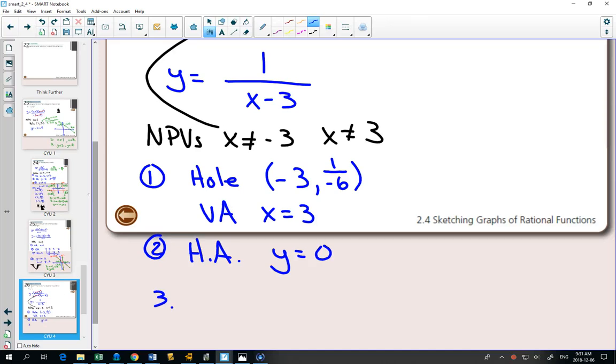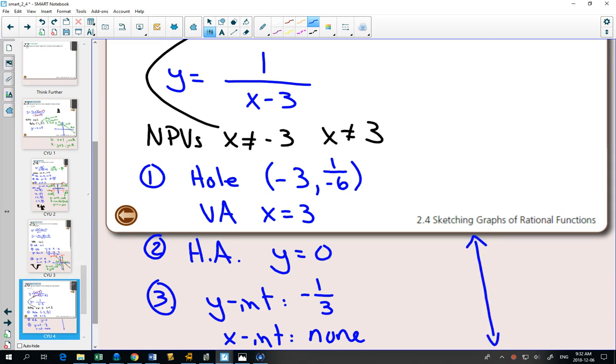y-intercepts and x-intercepts. Always start with the y-intercept because it's the easiest. If I plug in 0 for x, what will I get? 1 over negative 3. That will be our y-intercept. X-intercept. If you plug in 0 for y, when is a fraction equal to 0? When the numerator is equal to 0. Is the numerator ever equal to 0? There are none.